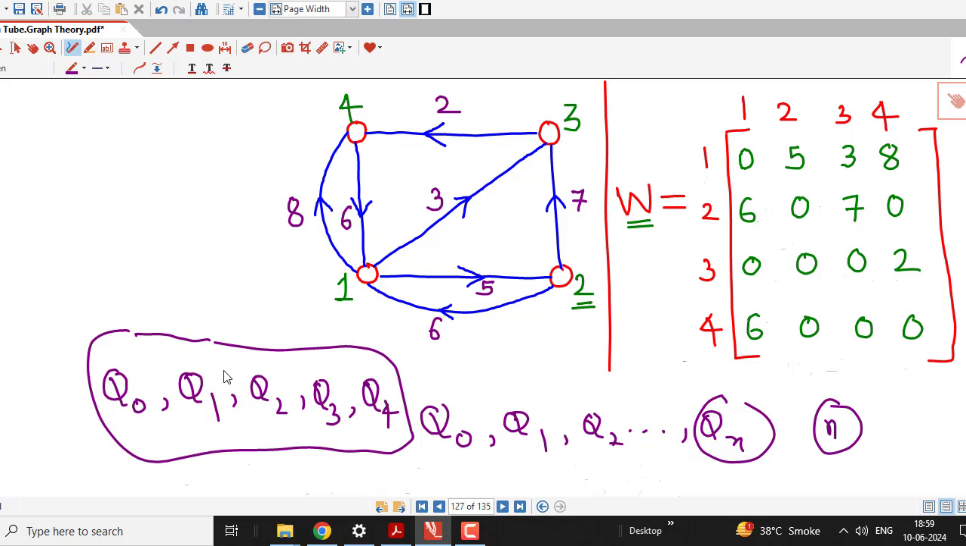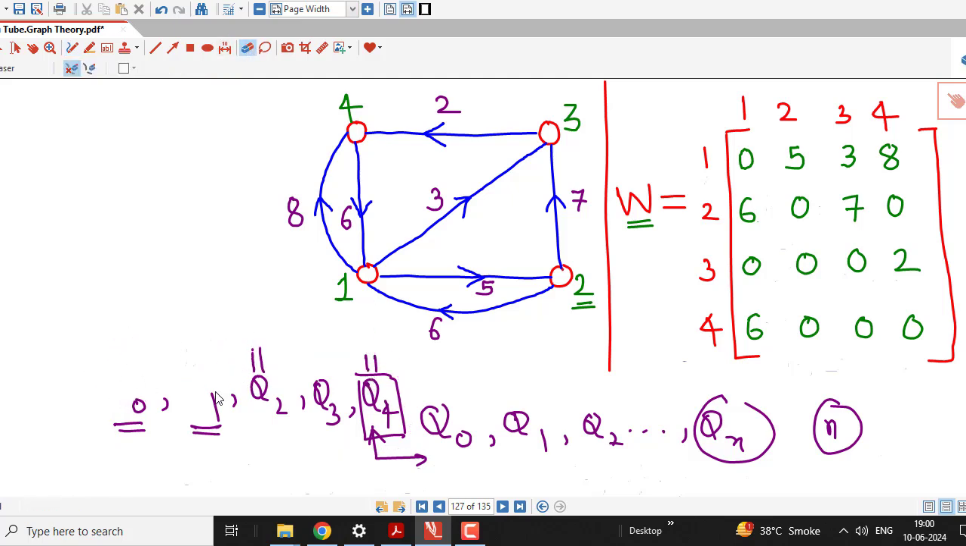So how to obtain these matrices? Q0 we will call the initial matrix and Q4 will be called the final matrix, and this Q4 is the required matrix whose entries are nothing but the lengths of the shortest path between each pair of vertices. So our aim is to reach Q4 starting with Q0 and using the previous matrix to write down the succeeding matrix. Now first, how to write down Q0?